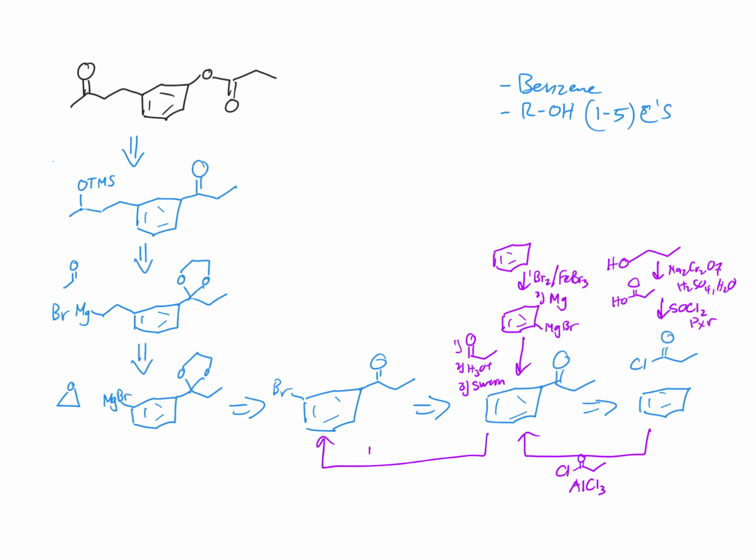Of course, we know how to add bromine. This is a meta director, so I can get that to add meta. And then, in order to create the Grignard, I want to first protect my ketone. Then second, I want to add the Grignard. Then I can add the epoxide. That gives me a primary alcohol.